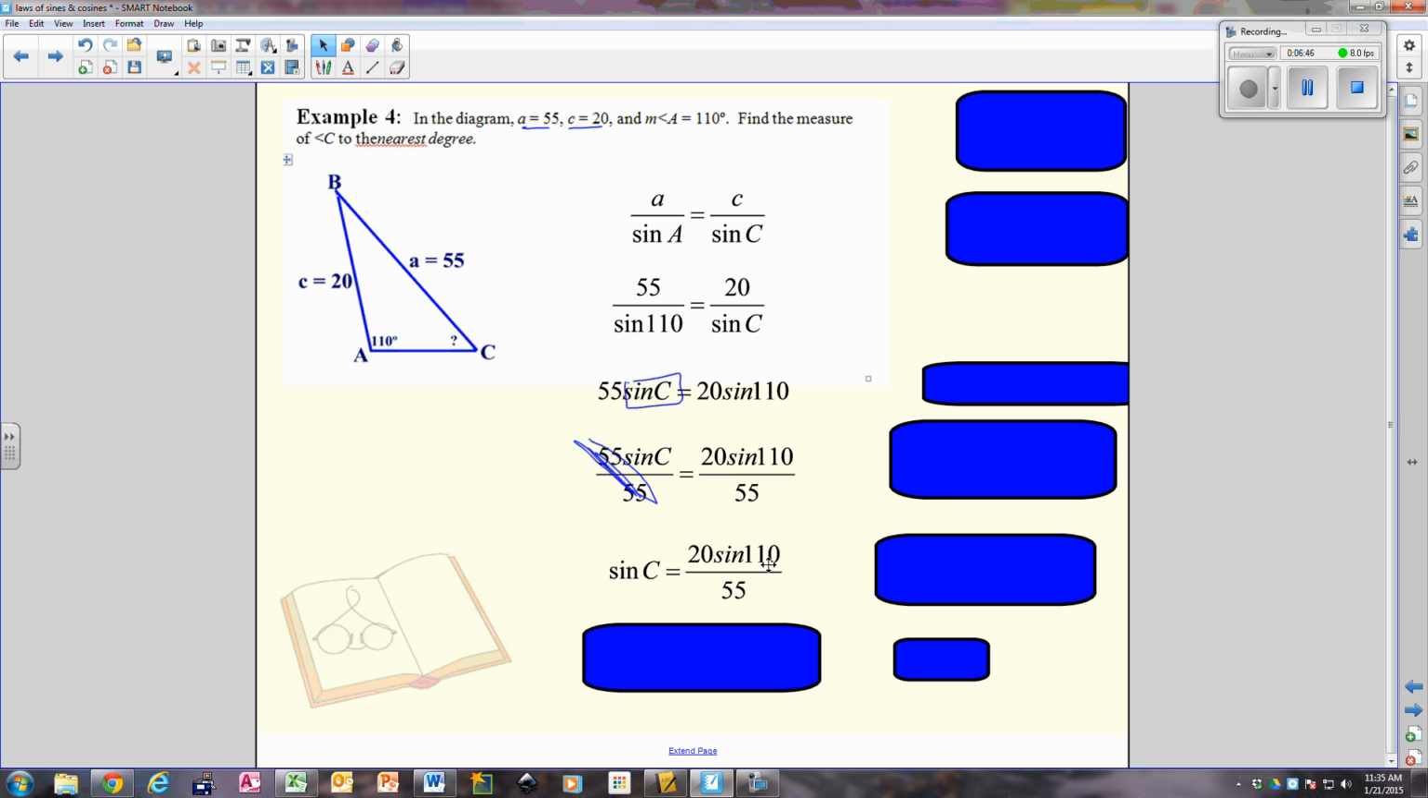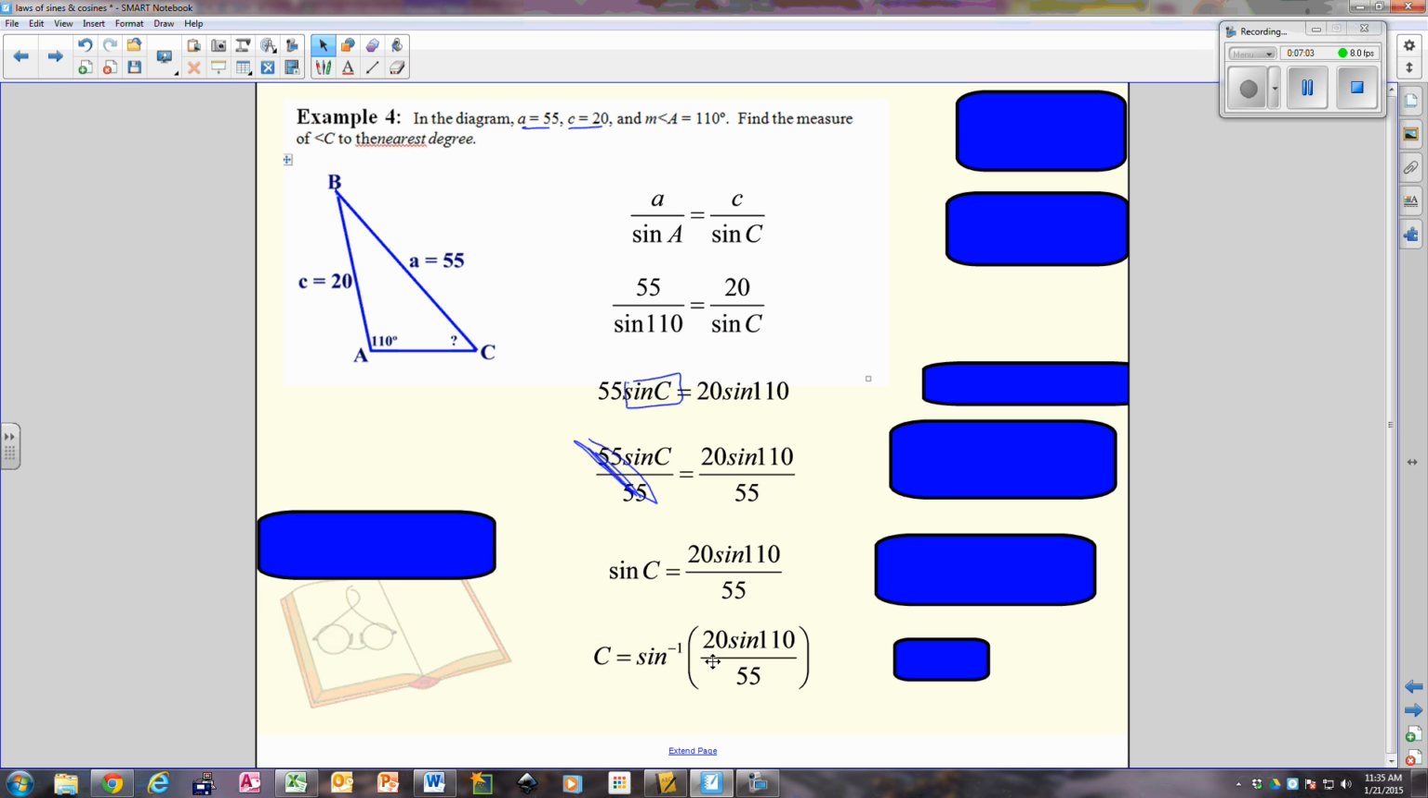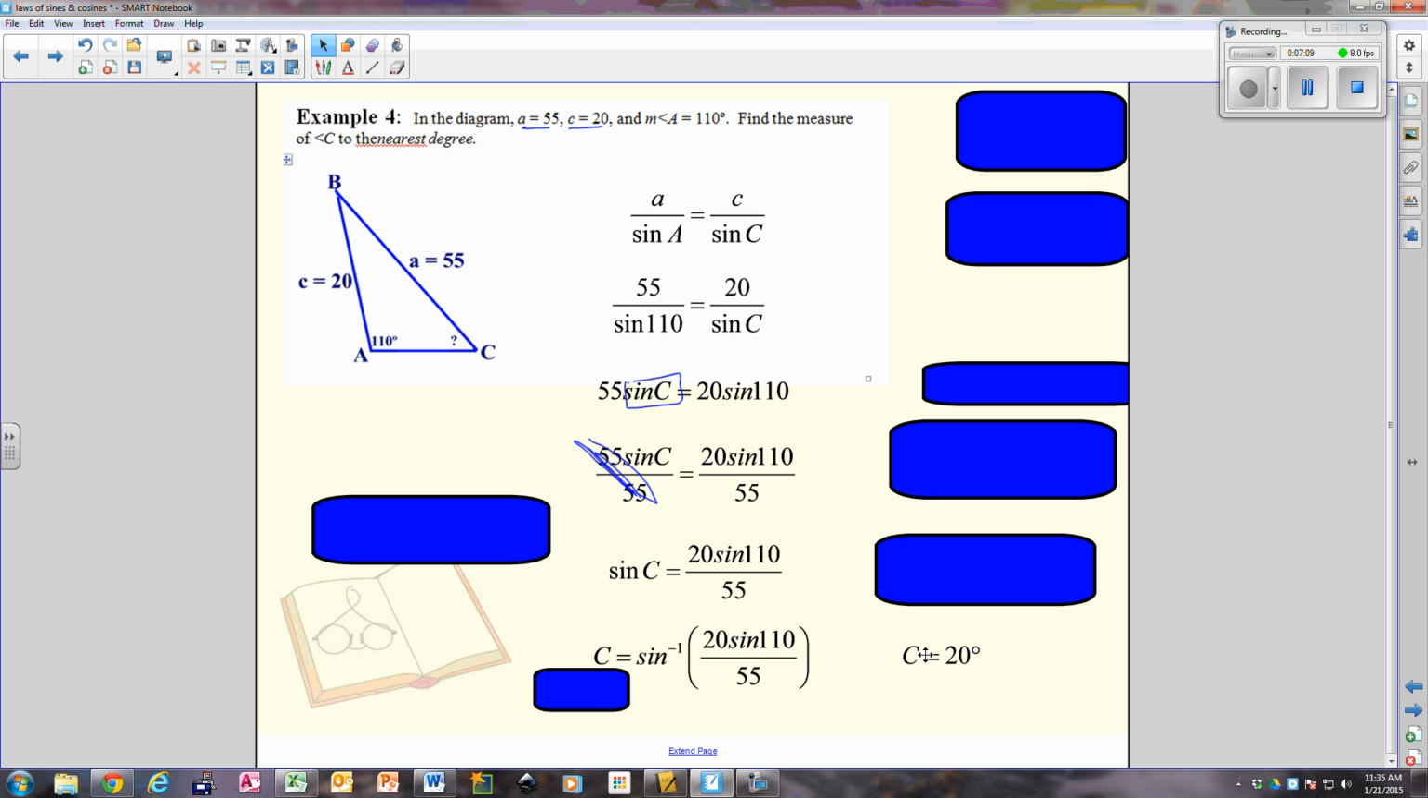Okay, now here's the tricky part. Make sure you're very careful when you're entering this in the calculator. My suggestion: do the 20 sine of 110, enter, divide by 55, and then do the inverse sine of your answer. Because if you try to type it all in the calculator at once... this right here will be a decimal. So you'll inverse sine that decimal, and you'll get 20 degrees. We'll do a lot more practice in class, and we'll look at law of cosines next.